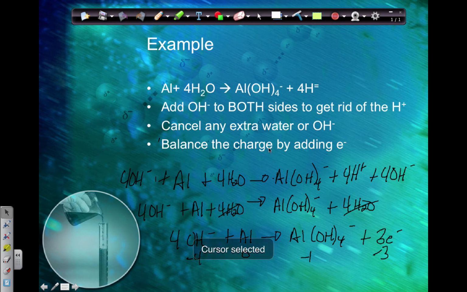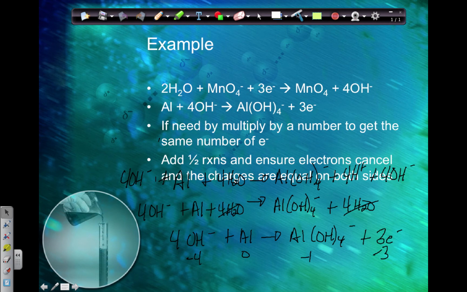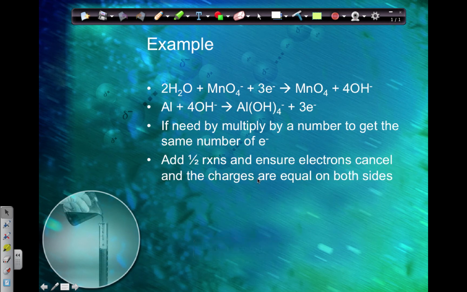Okay, so now here are 2 half reactions. If I need to, I'm going to multiply by a number to make sure the electrons are equal on both sides. So I've got 3 electrons here, 3 electrons here. So I'm going to, well, I don't need to multiply by anything because the electrons already cancel. Since they already cancel, I'm also going to look to see if anything else cancels here. So I believe this is actually MnO2.